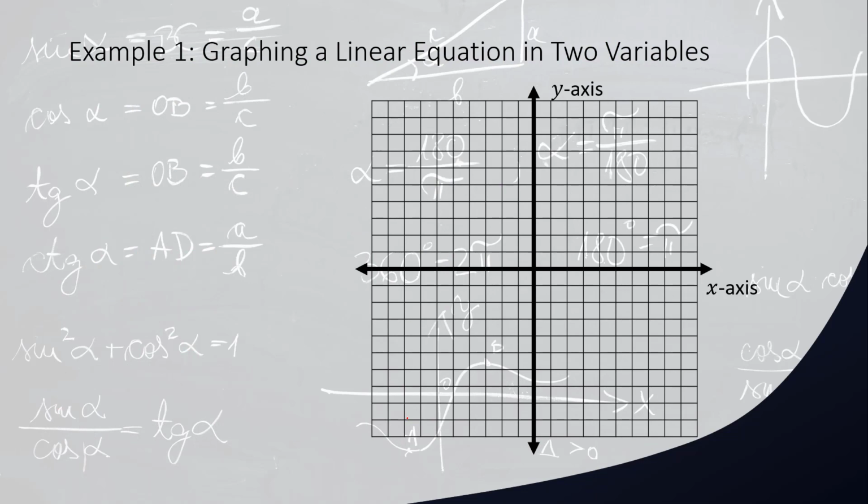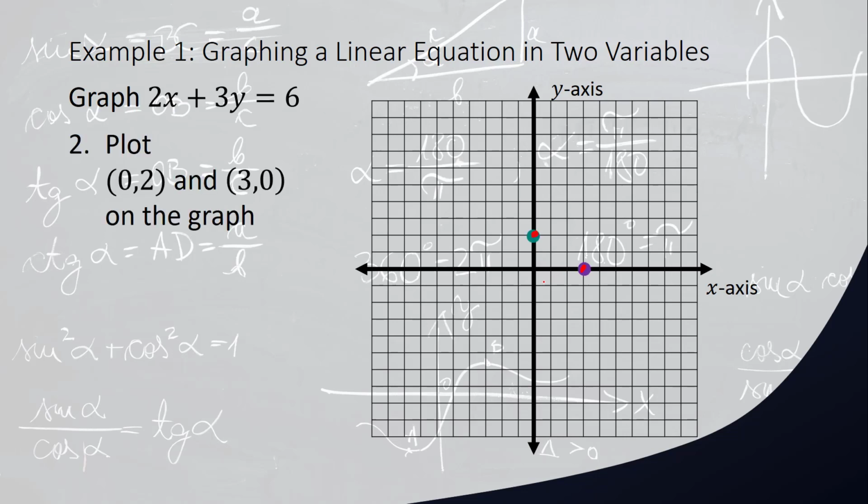What are we going to plot? We are going to plot 0, 2, and then we are going to plot 3, 0. That's right there. 1, 2, 3. You don't need to go anywhere. Right there. And there they are.